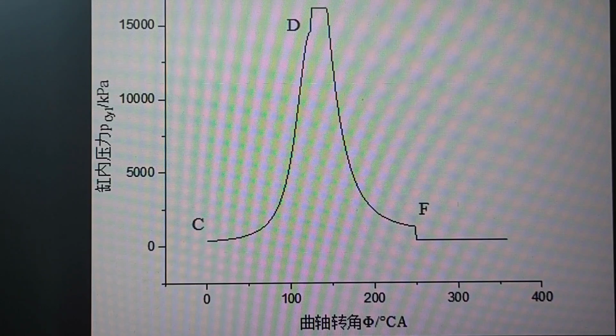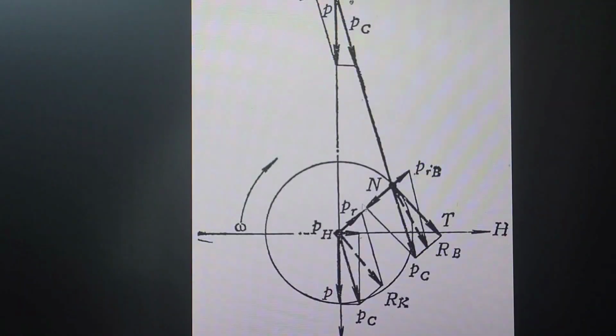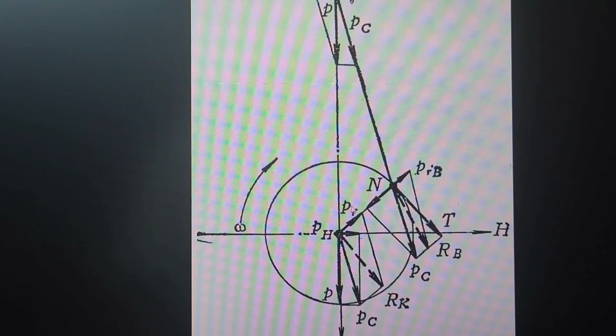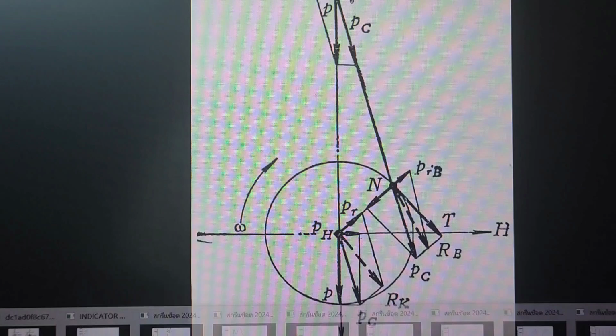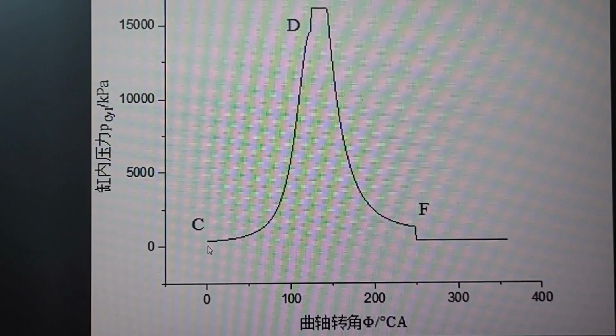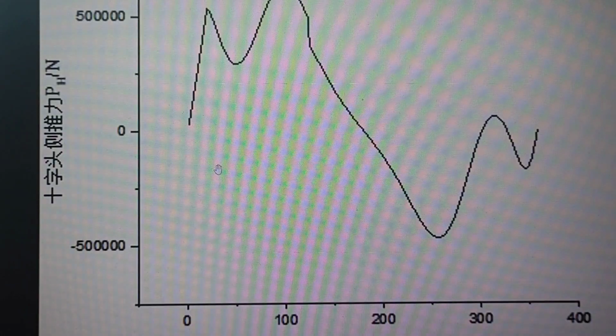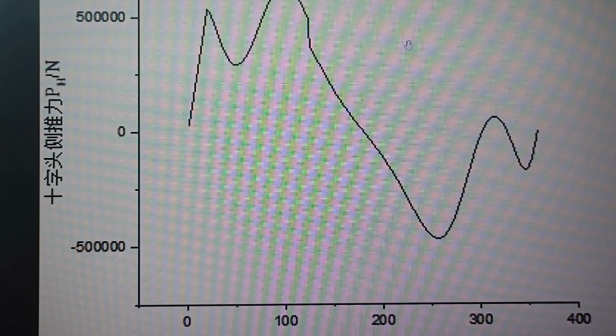because the mechanism is like this. You can use this angle to represent the movement of the piston or the crosshead. So you can draw the pressure graph like this, also another kind of indicator diagram. This part represents the exhaust valve opening. And this is the side force or the horizontal force on that crosshead.